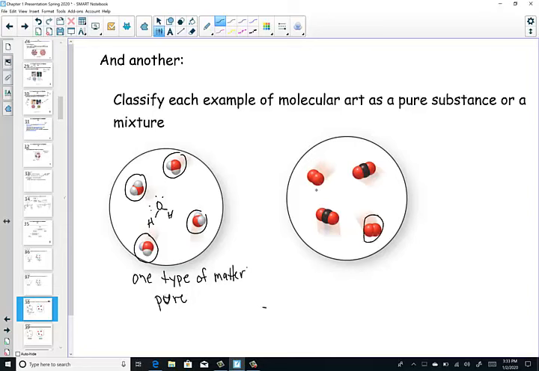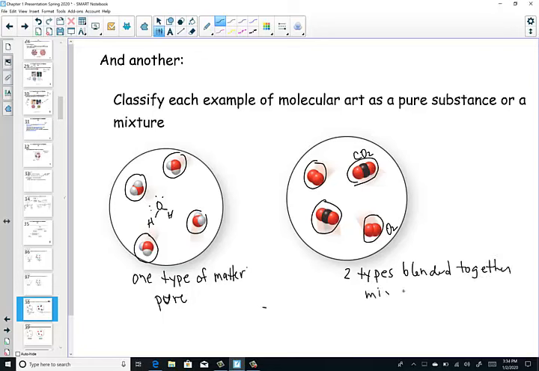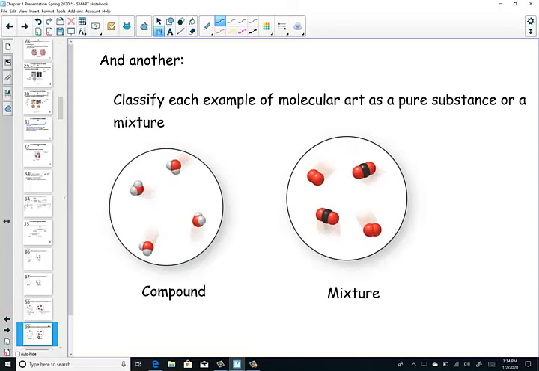But over in this picture, I notice I have a molecule of, I'm going to call it O2, two red atoms bonded together. And I have two molecules of CO2, two red and one black atoms bonded together. Since it is two different types of matter, we call that a mixture. Notice they're not bonded together, they're blended together, giving us a mixture. Did you get those? Compound and a mixture.